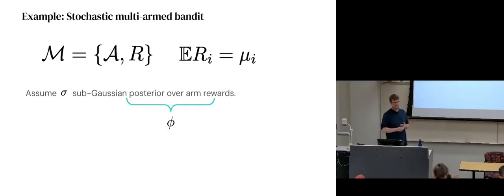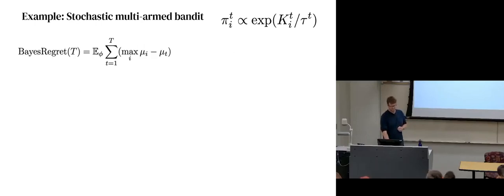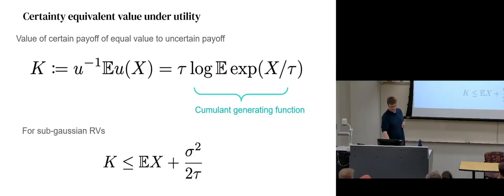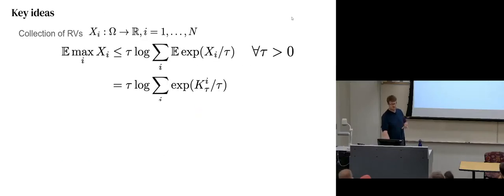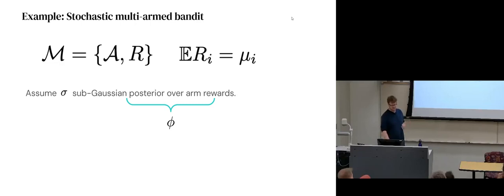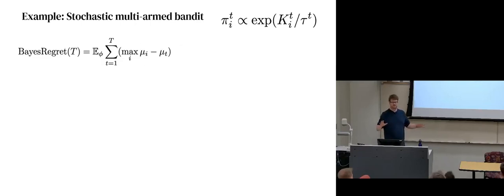So as a warm-up, let's just do it in a super simple multi-armed bandit case. So now the MDP, or the problem, is just a tuple of the actions and the rewards. And again, this is a bit hand-wavy, but I'm going to assume a sub-Gaussian posterior over arm rewards. You can make that more concrete. And here's the algorithm. For every time period, for every arm, in this simplest stochastic multi-armed bandit case, I'm going to compute these utility values based on these equations back here. This cumulative generating function thing for a particular choice of tau, which let's say satisfies some schedule or something like that. So I'm going to compute all the utility values.